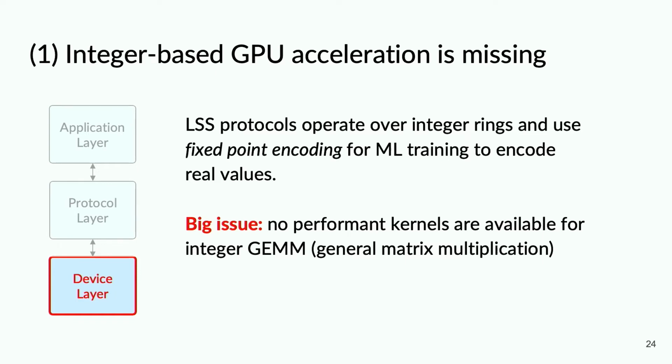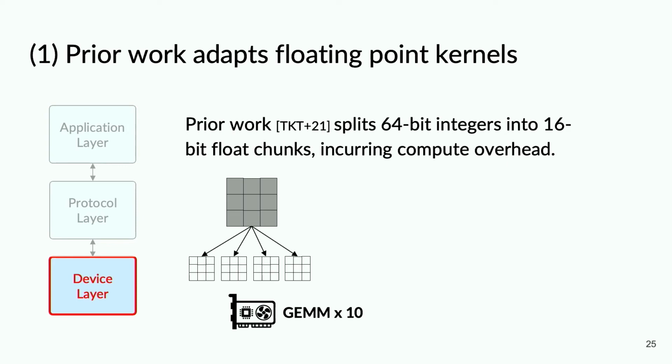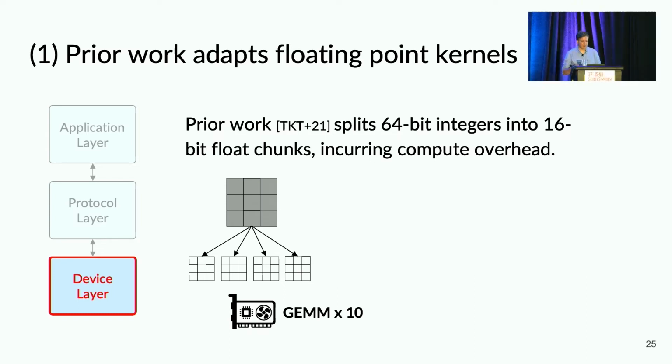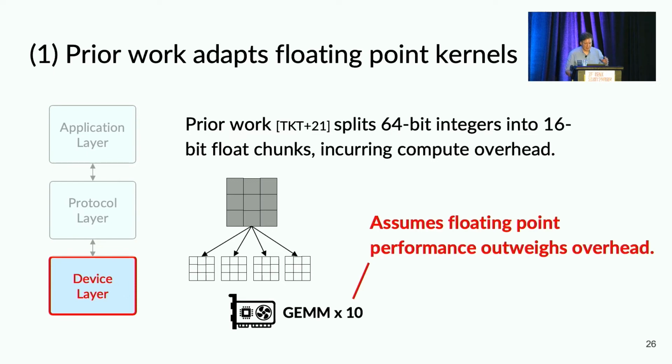So one solution is to embed, say, 16-bit chunks of the 64-bit integers we care about into 4 floating point matrices. And then you can use existing kernels to calculate a bunch of different pairings and then summarize them back into your final result. And unfortunately, that causes a lot of overhead. In this case, a 10x overhead in the number of matrix multiplications that you need to do. And importantly, this kind of system is based on an assumption, and that assumption is that because floating point kernels should be really, really fast, the end-to-end performance should outweigh the overhead.